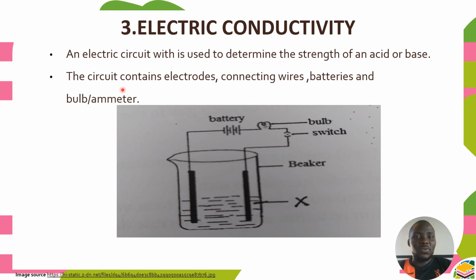An electric circuit contains electrodes, connecting wires, batteries, as well as a bulb or an ammeter. Here we're saying as well as a bulb or an ammeter. It means you can use either of them, not both. When you want to use a bulb, you can just choose to use a bulb. So this is a diagram of electric conductivity with connecting wires. We have a battery here, a bulb, a switch, and electrodes, and they are dipped in a solution.